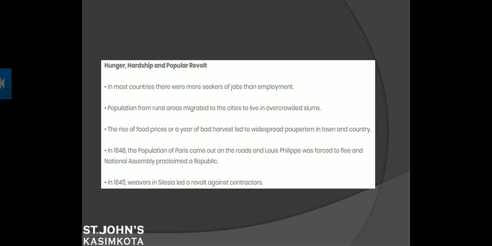Hunger, hardship and popular revolt. In most countries, there were more seekers of jobs than employment. Population from rural areas migrated to the cities to live in overcrowded slums. The rise of food prices or a year of bad harvest led to widespread pauperism in town and country. In 1848, the population of Paris came out on the roads and Louis Philippe was forced to flee, and the National Assembly proclaimed a republic. In 1845, weavers in Silesia revolted against contractors.